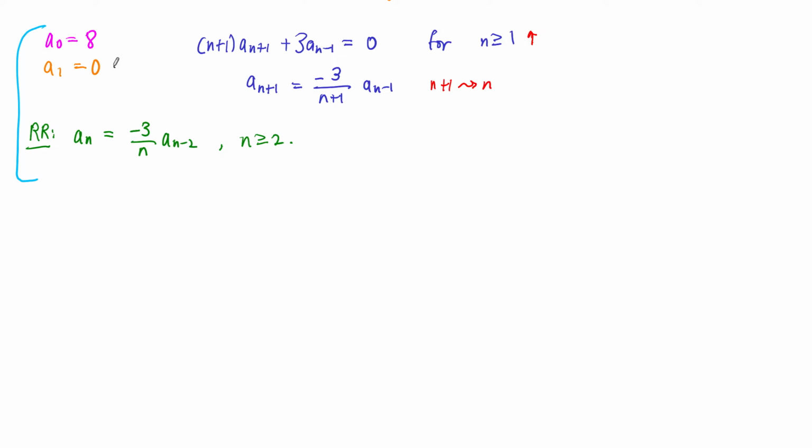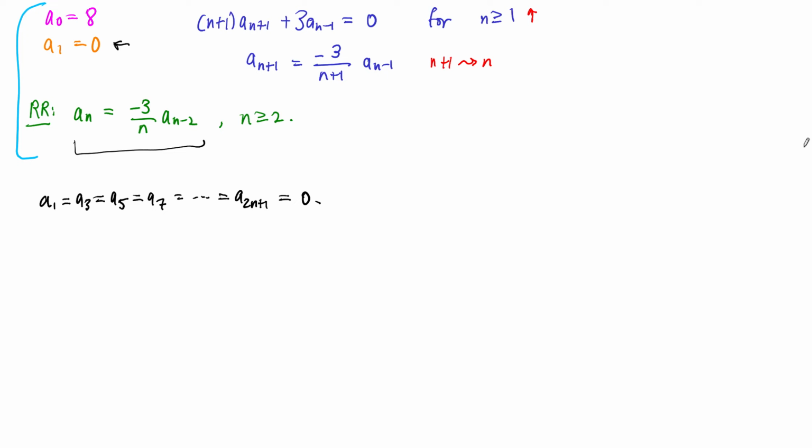First of all, if a sub 1 is 0, then based on our recurrence relation, that means that a sub 3 is 0, 2 after it, because it's 0 times something. A sub 5 is 0, etc. So just based on this, we can see that a sub 1, a sub 3, a sub 5, a sub 7, all the way out, a sub 2n plus 1, all the odd ones are equal to 0. So our power series is not going to have any odd terms. It's only going to have even terms.